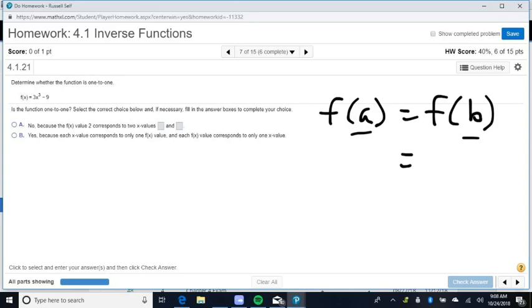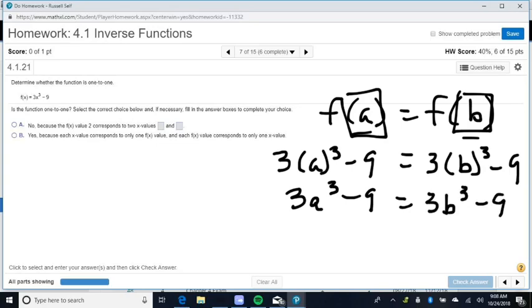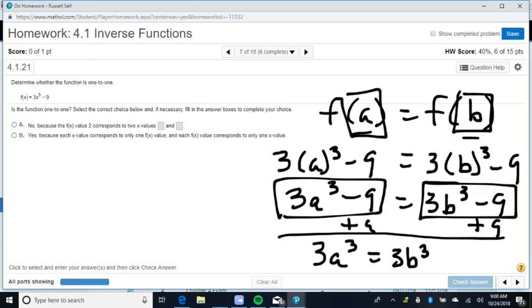So f of a would be 3 times a cubed minus 9. You see what I'm doing is all I'm doing is replacing the x with a and b, and then work it out. So it gives us 3a to the third minus 9 should equal 3b to the third minus 9. Add 9 to both sides to get the a by itself. Gives you 3a cubed equals 3b cubed. But you can already see that these two sides are identical, aren't they? And this is identical to this, except for the letter.